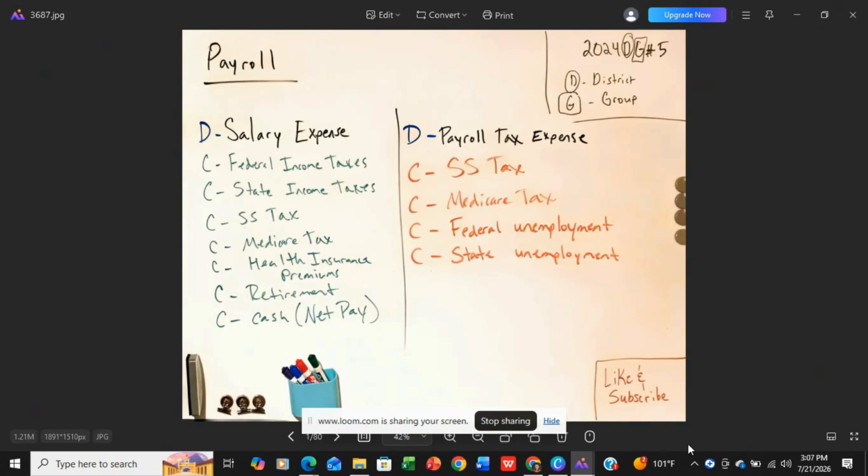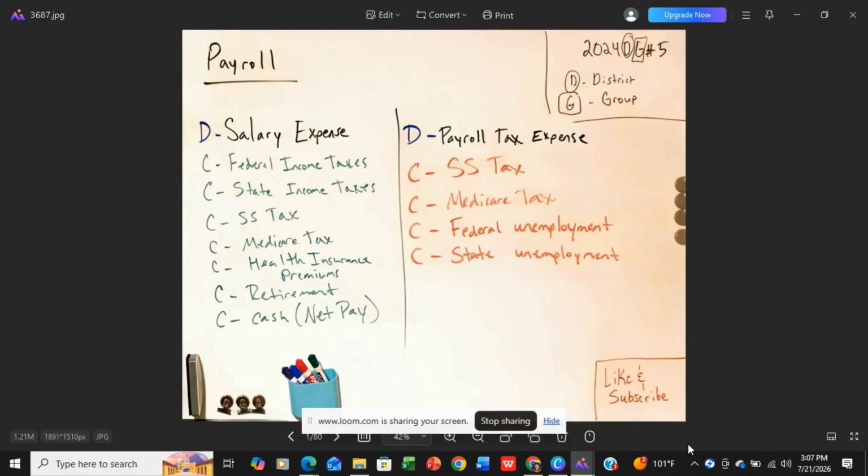Salary expense is basically when the employer has to pay all their employees' salaries before the deduction. So it's the total of all their salaries. Then the credits are everything that will be deducted out of the check: the federal income tax, state income tax, that's if you live in a state that does state income tax, Social Security tax, Medicare tax, health insurance premiums, any retirement, and then cash, which is the net pay, the amount that we write the check to the employee for, that they can go and cash and take home. So that's your salary expense entry.